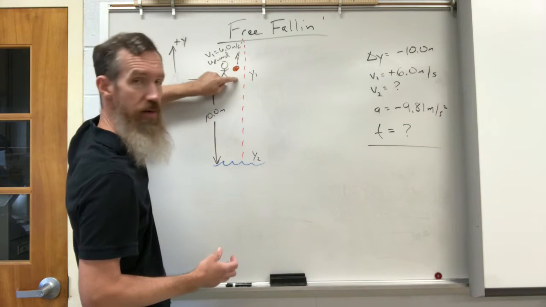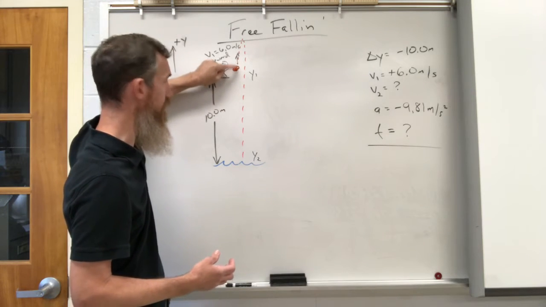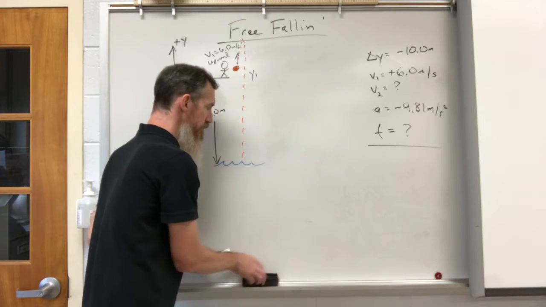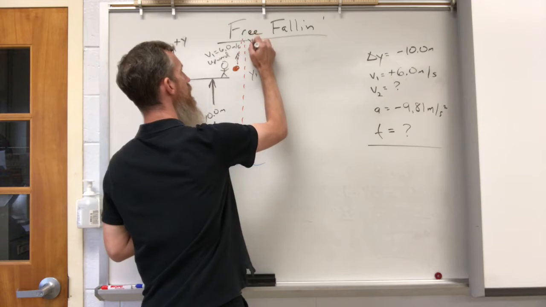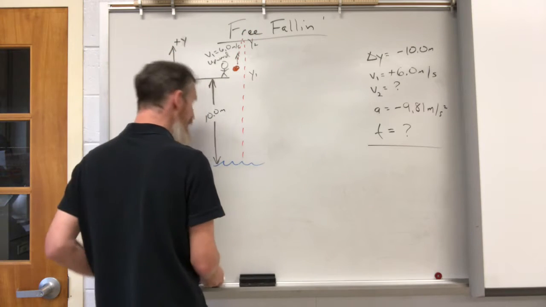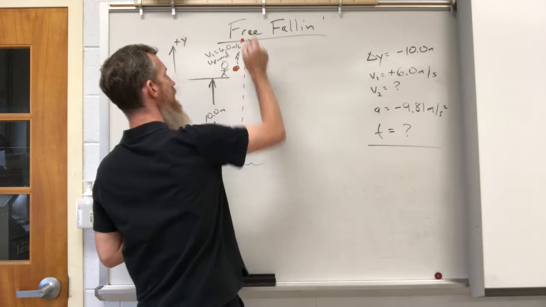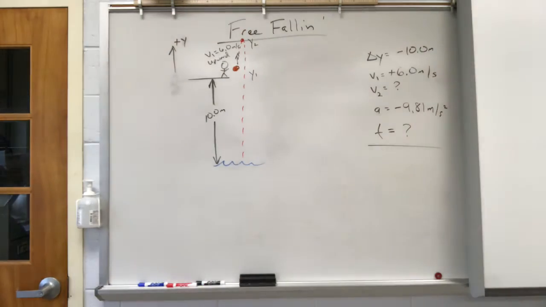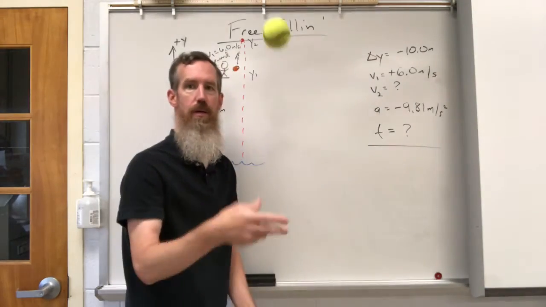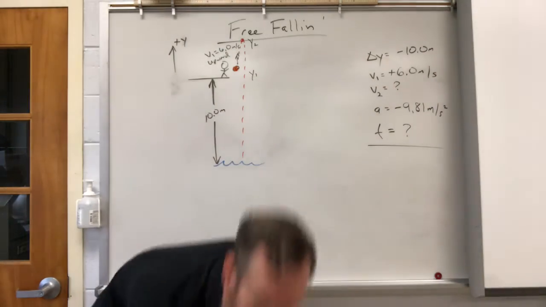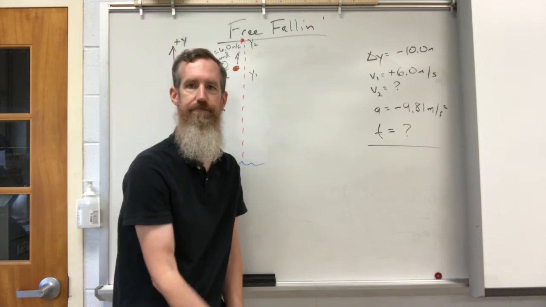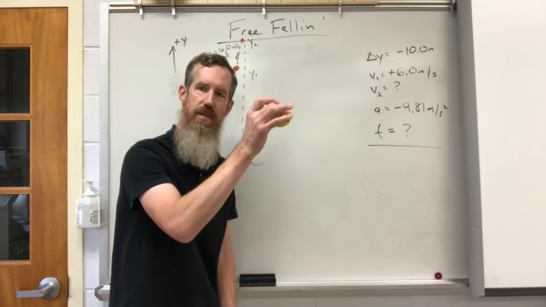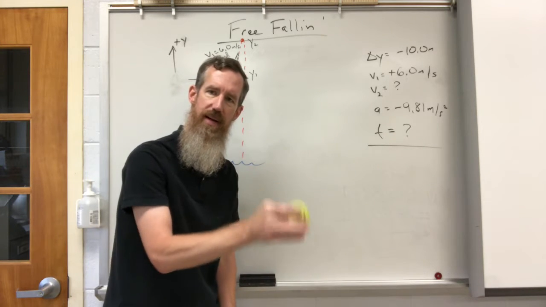We're going to still call this y1, where the object starts, where the person throws it. But now y2 is no longer there. Y2 is going to be up here, where the object reaches this apex at the top. So the ball goes up, stops, and then starts to fall back downward again.